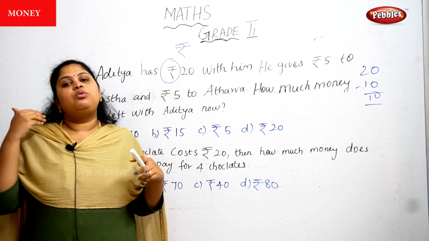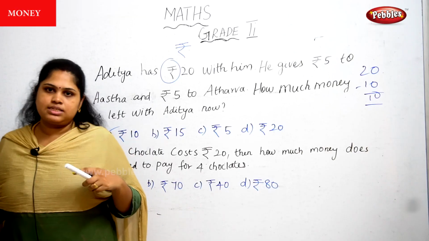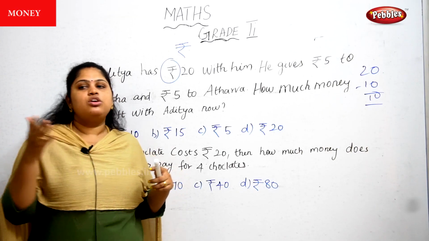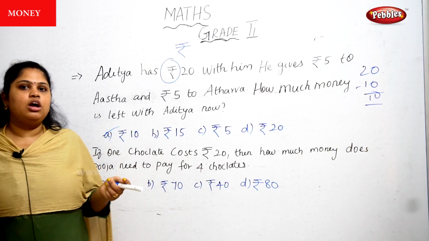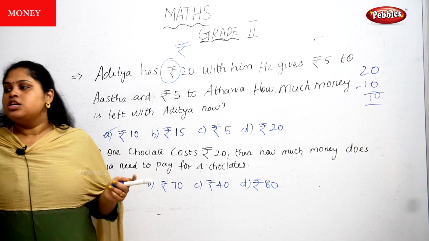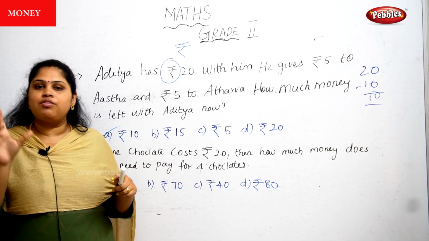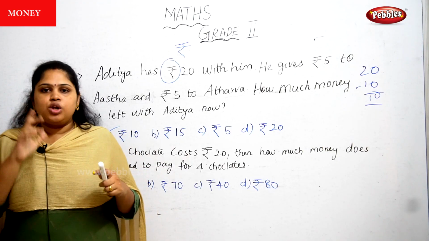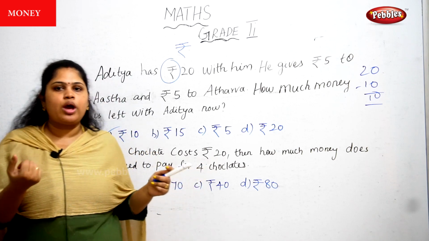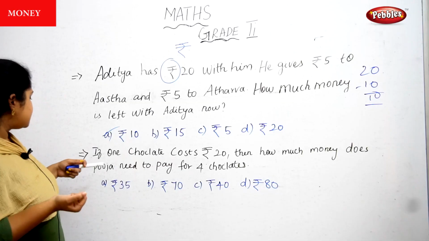From the 20 rupees, you are giving 5 rupees to your sister and another 5 rupees to your brother. So totally how many 5 rupees are you giving? Two 5 rupees. One for your sister and one for your brother. So 5 and 5, you have given 10 rupees to others. If you put 20 minus 10, what is the balance? The balance amount you have is 10 rupees. Okay, children, next, the second question.